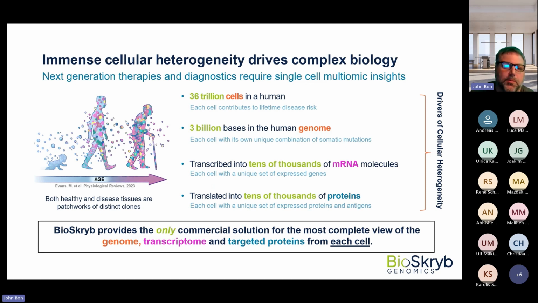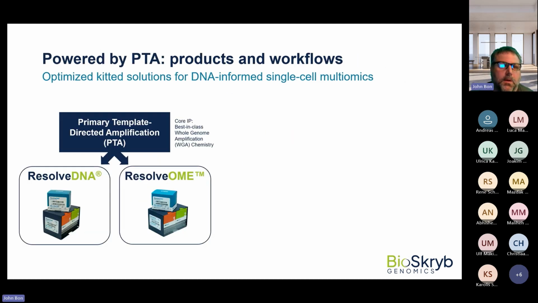And we think at BioSkryb, we provide products that could resolve that heterogeneity at the genomic and transcriptomic level better than other technologies. And we could also look at targeted cell surface proteins as well. So the two products that we have to look at the cell-to-cell heterogeneity are called ResolveDNA, which is whole genome amplification. And you could get the whole genome amplification with library prep. And ResolveOME. And ResolveOME is whole genome amplification married to full-length transcriptome, and also includes library preparation for next-generation sequencing.